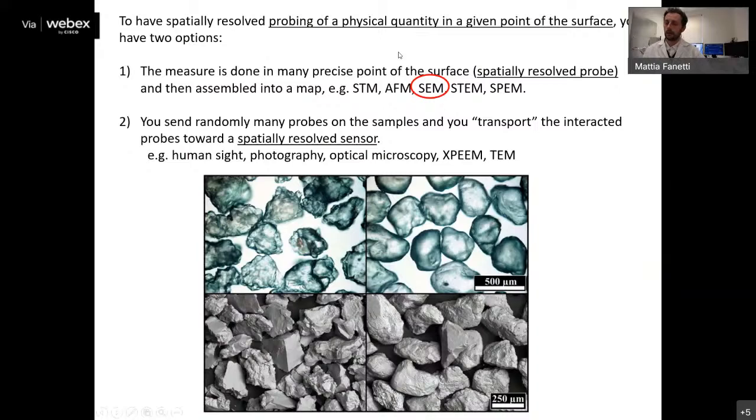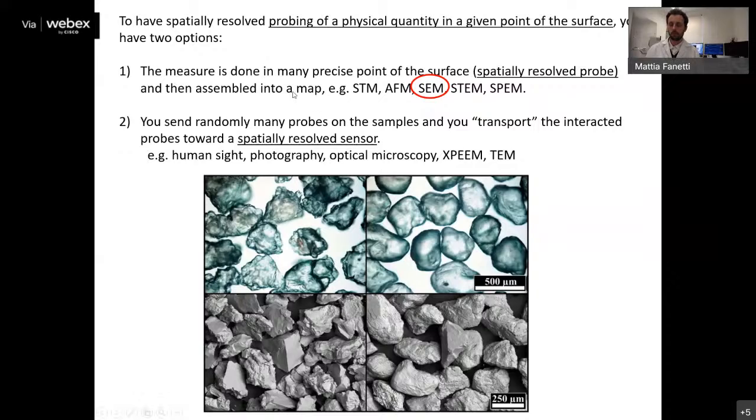And so in this case, of course, what is important is that I need a very sharp probe to measure locally the physical quantity. There are several different microscopy techniques which rely on this approach. For example, I mentioned scanning tunneling microscopy, atomic force microscopy, scanning electron microscopy, which is the one that we are going to see today, and also others, of course.